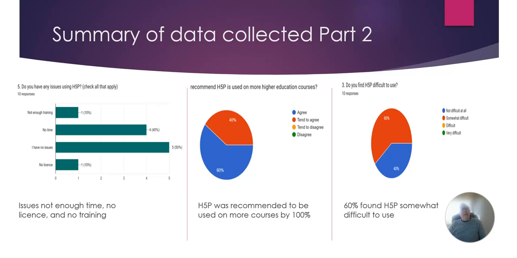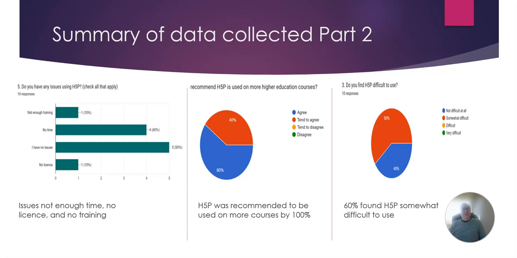Okay, the next part of the data collection. Do you have any issues using H5P? And the issues were not enough time, no license and no training. So first of all, 50% of people had no issues, so that's half of the participants. 40% had no time, so that was the biggest factor, so not enough time in using H5P. And then not enough training and no license was 10% each.